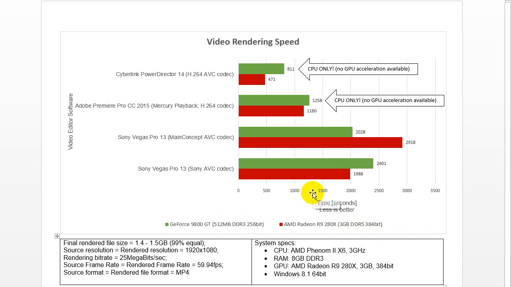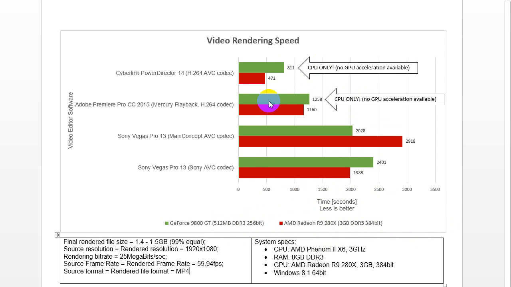Okay, and the rendering time is displayed here. These values are in seconds, so the lower the value, the higher the speed of rendering, so it finished faster, and the winner is Cyberlink PowerDirector 14. As you can see, the Radeon card was the fastest here, 471 seconds, and this one around almost double, but hardware acceleration was not available using the GeForce card, but still it did the processing much faster than using other programs like Sony Vegas or Adobe Premiere.